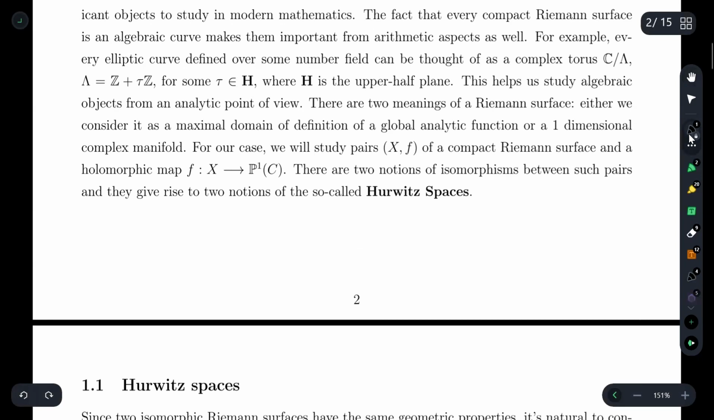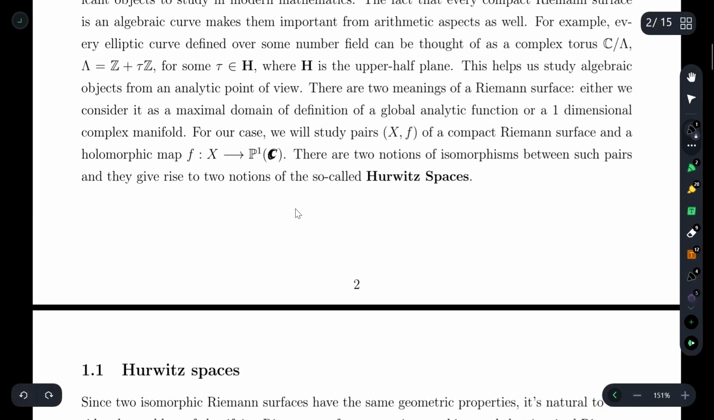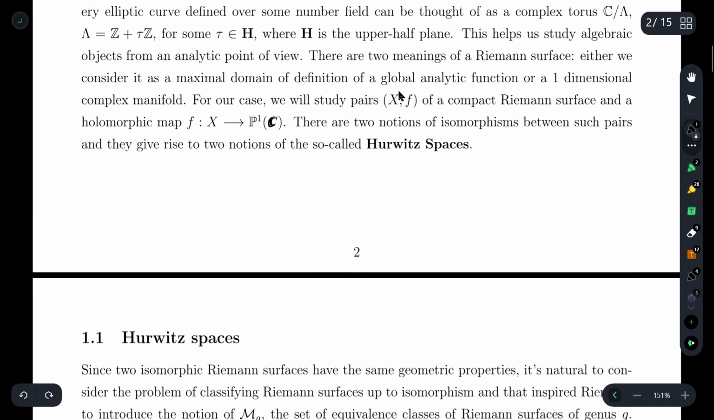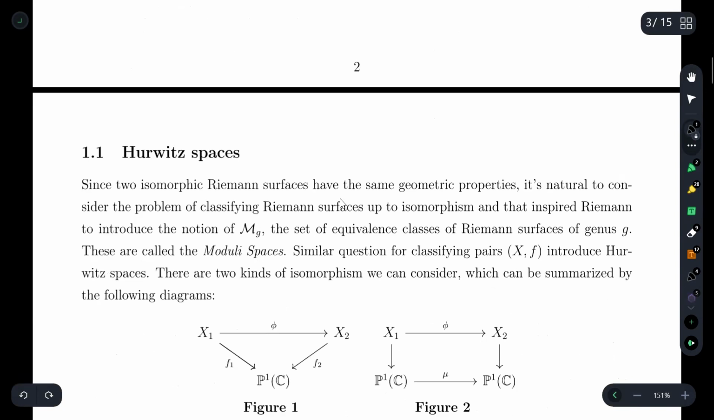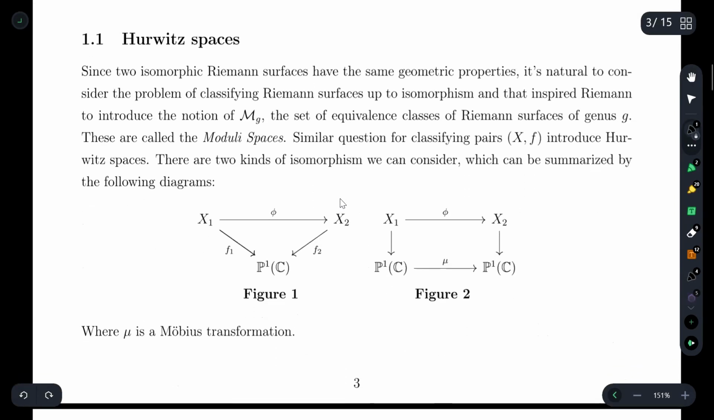Yeah, now it's working. So this should be P^1(C). That means, this is also the Riemann sphere, or the complex projective line. And based on the type of identification between these pairs, we have two notions of Hurwitz spaces. So here is the notion.